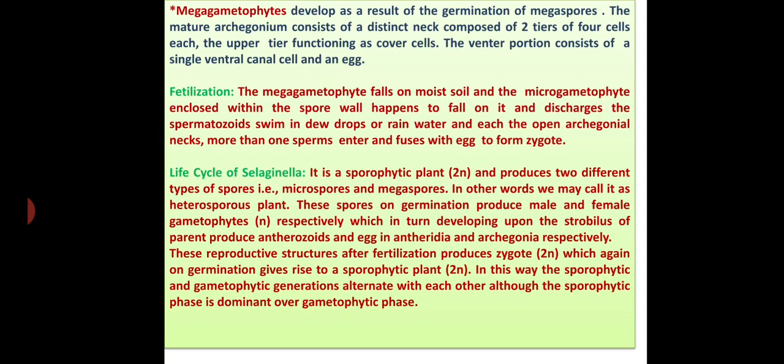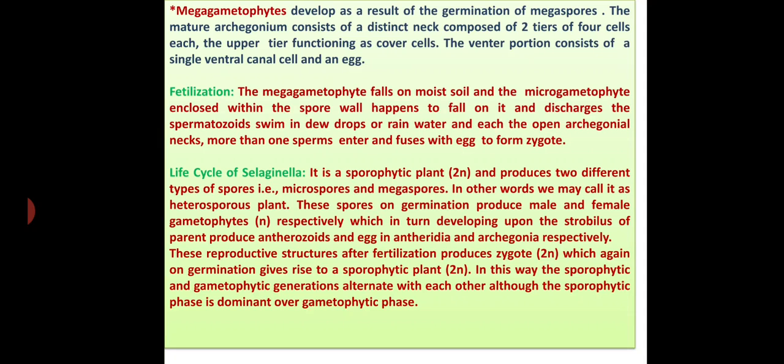Then we discuss fertilization. The megagametophyte falls on moist soil and the microgametophyte enclosed within the spore wall happens to fall on it and discharges the spermatozoids, which swim in dewdrops or rainwater. At each open archegonial neck, more than one sperm enters the neck, and one fuses with the egg to form a zygote.